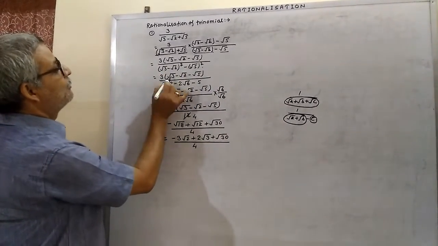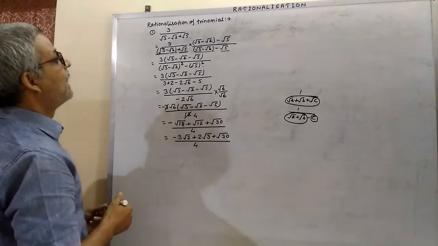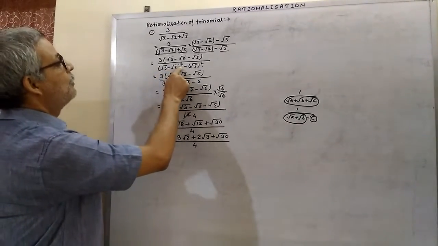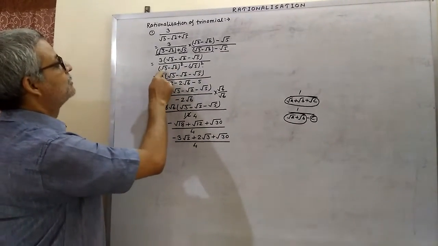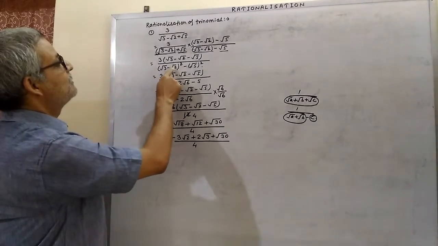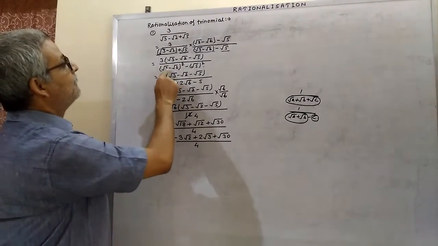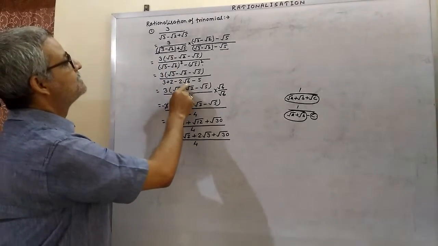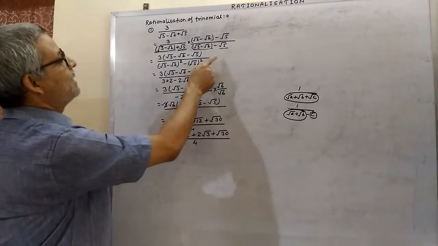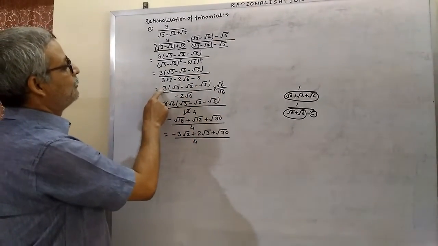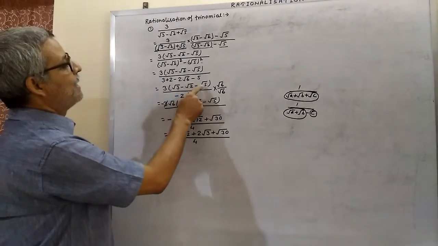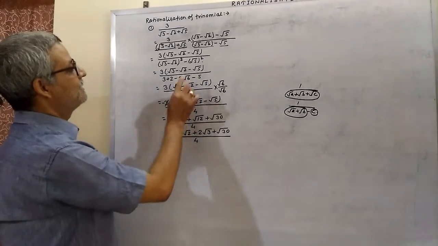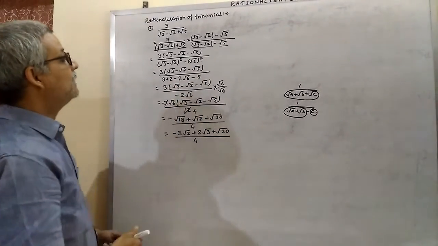The numerator remains the same, 3 into root 3 minus root 2 minus root 5, and in the denominator root 3 minus root 2 whole square, that is a minus b whole square. So a square, root 3 square, that is 3, plus b square, root 2 square, that is 2, minus 2ab. So 2 into root 3 into root 2, that is 2 root 6, minus root 5 square, that is 5. In the numerator again 3 into root 3 minus root 2 minus root 5, divided by 3 plus 2, 5, minus 5 cancels, remains minus 2 root 6.